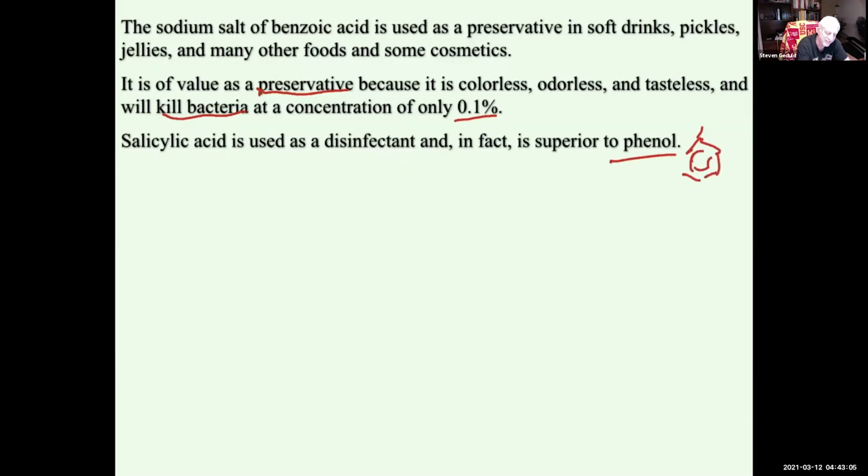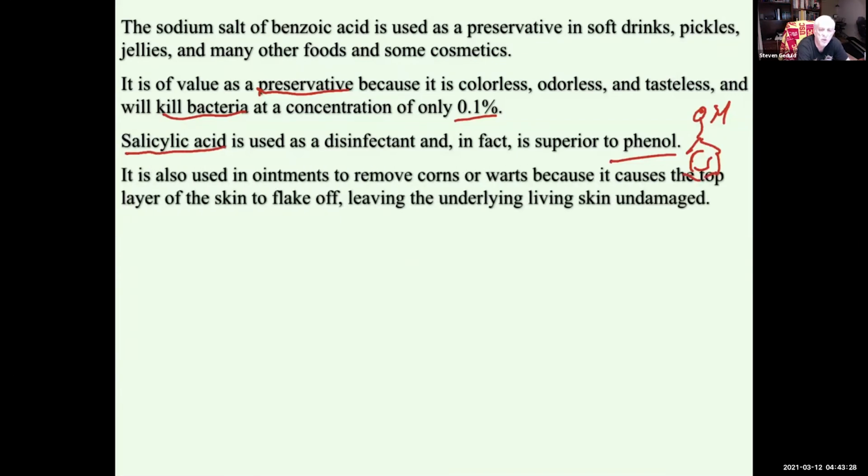That's a benzene ring with an OH group on top. Remember, that's phenol. Don't confuse it with phenol. Phenol is a benzene ring with an OH, a hydroxyl group on top. And we use it as a disinfectant, but salicylic acid is also used as a disinfectant and it's better than phenols.